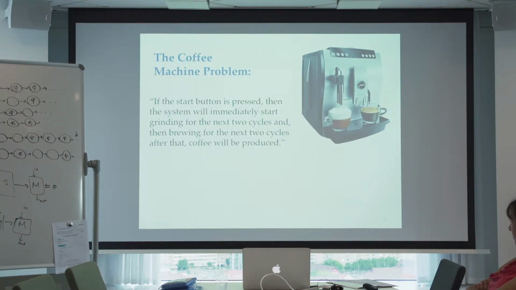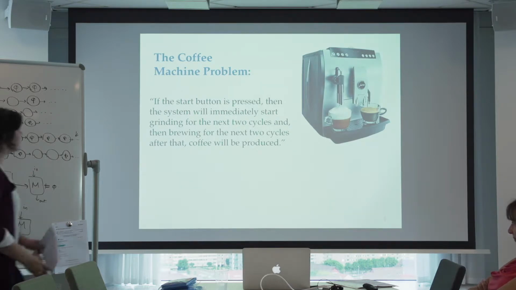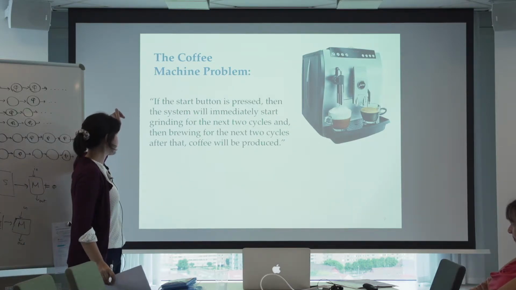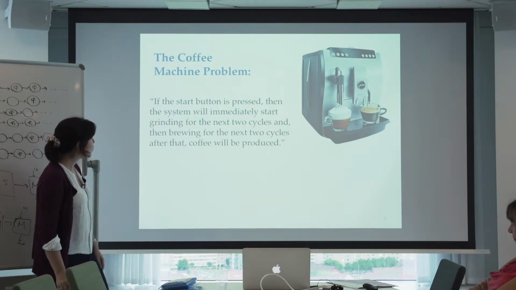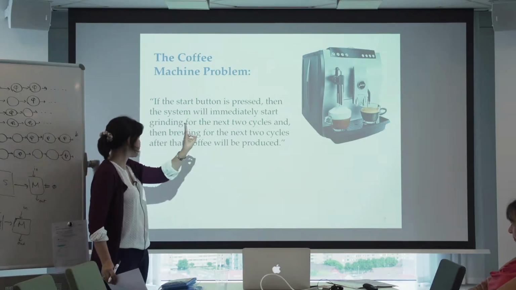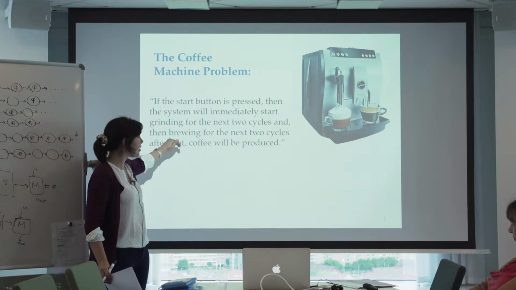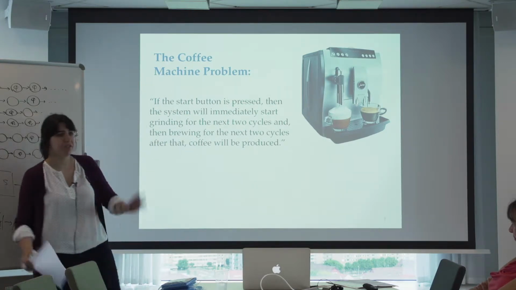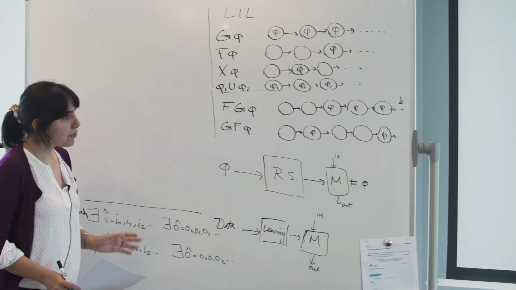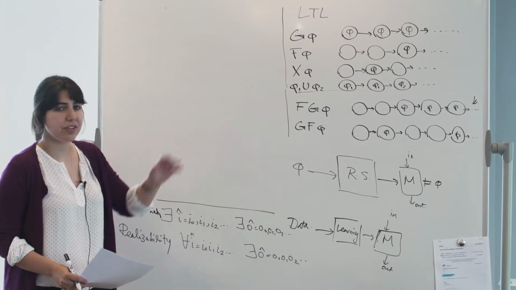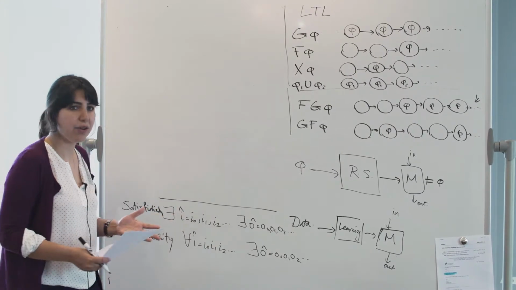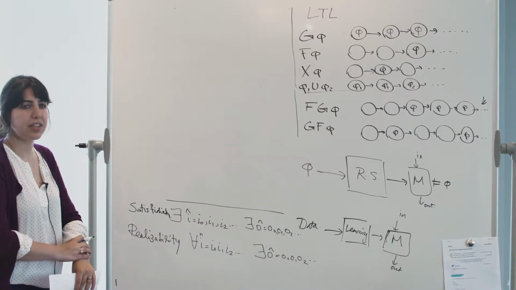So let's say we have a coffee machine, and we have an English specification about it. What does it say? It says if the start button is pressed, then the coffee machine will immediately start grinding for the next 2 cycles, and then it starts brewing for the next 2 cycles after that. And then after that, we'll have coffee. So the first thing you would want to do is write this in a temporal logic language. So how do I write this in linear temporal logic?